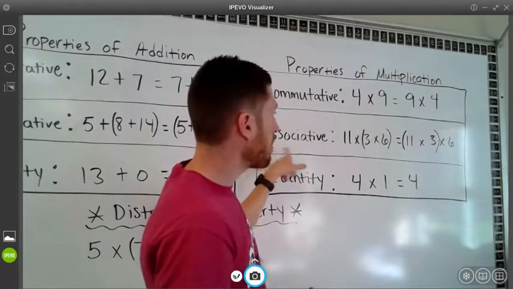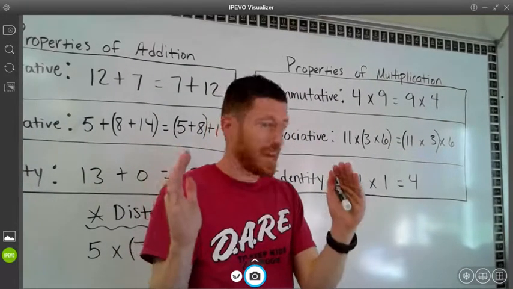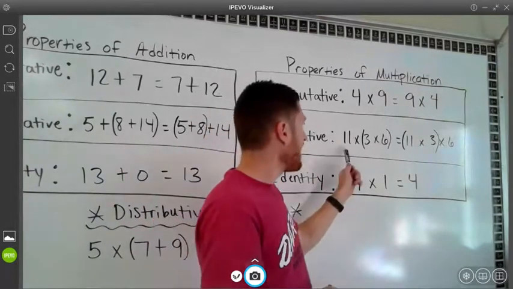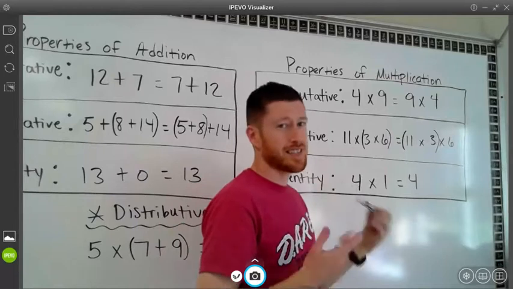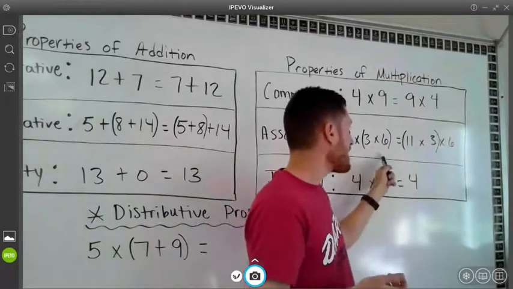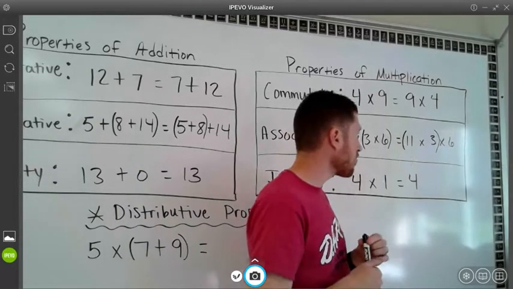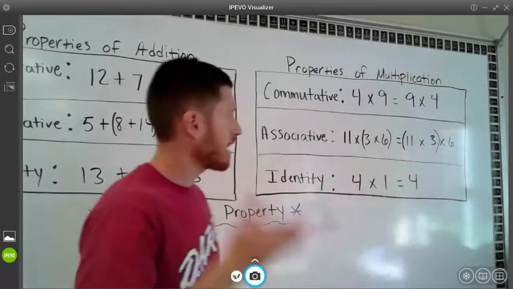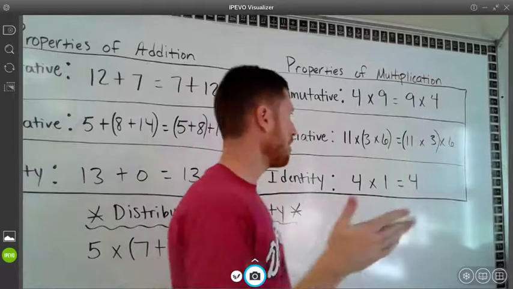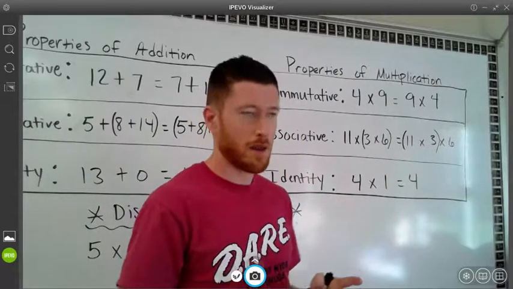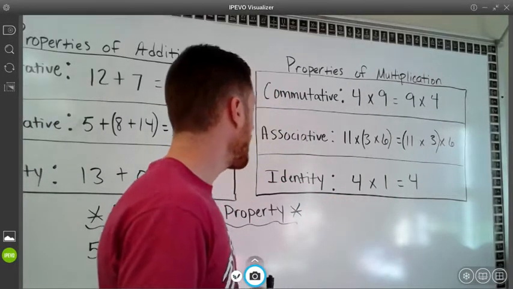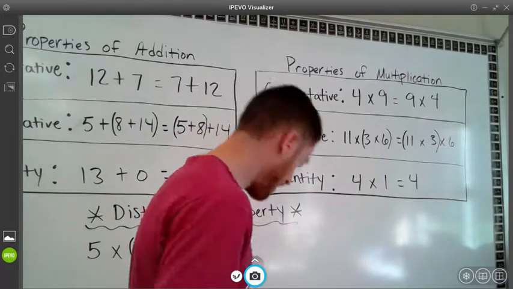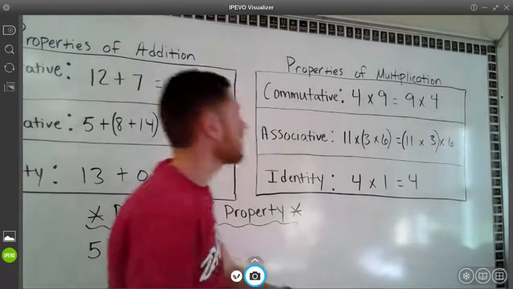Then the associative property, it's those numbers that are grouping together once again, but it does not change the answer. So you've got 11 times, and then 3 times 6 is 18. So 11 times 18, and then over here you've got 11 times 3, 33, and 33 times 6. I actually can't do that math mentally in my head, but if I were to work that out, you would get the same answer on both sides, okay? And if you've got a calculator in your Chromebook right now, knock yourself out and solve those, see if you get the same answer.